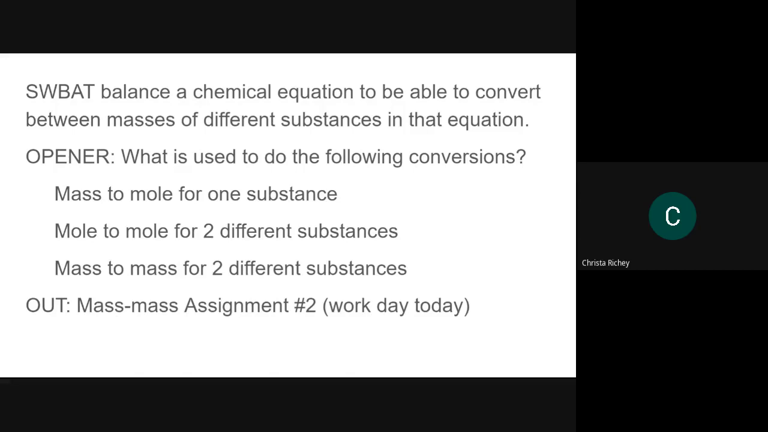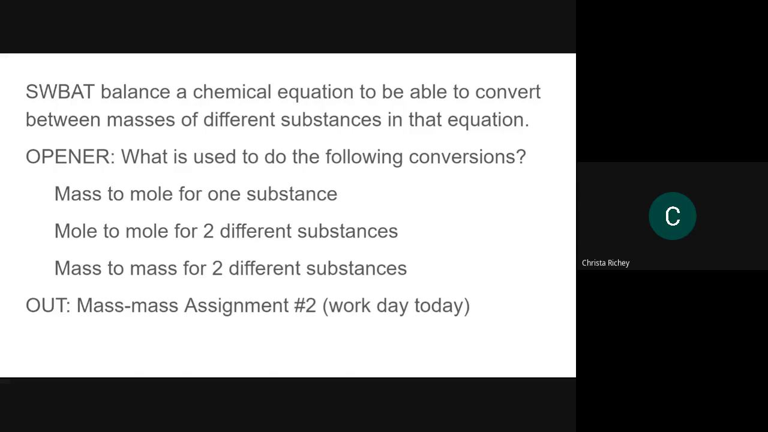So for the opener, how do you go from grams to moles for one thing? Like if I start in grams of oxygen gas, how do I go to moles of oxygen gas? We do this all the time. You should know this one without having to calculate it. Say I start with 25 and you start again. Right? How do you do this? Okay, so the mole gets a 1. Okay, and then oxygen, you should know this by now, is 32.00. Okay, that's how we go from mass to mole for one thing.